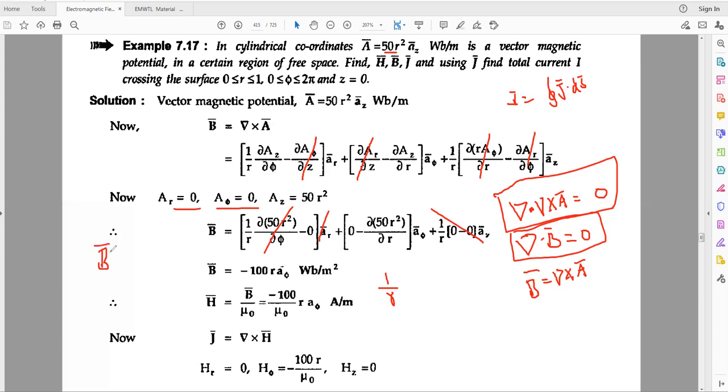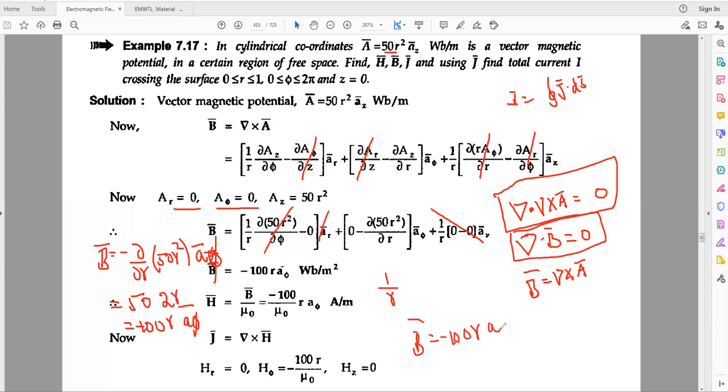So B bar, having only one term finally, is minus ∂/∂R of AZ, that is 50 R square, into Aφ bar. 50 into 2R is 100 R, minus into Aφ bar. B bar is equal to minus 100 R Aφ bar Weber per meter square, which is the magnetic flux density.